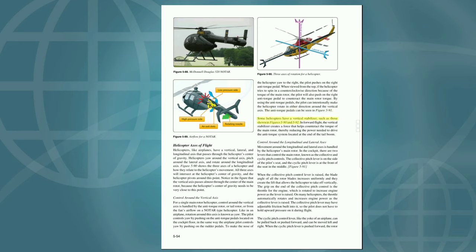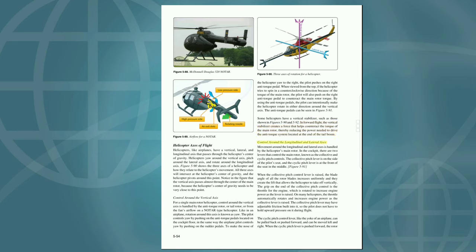Some helicopters have a vertical stabilizer, such as those shown in figures 5-90 and 5-92. In forward flight, the vertical stabilizer creates a force that helps counteract the torque of the main rotor, thereby reducing the power needed to drive the anti-torque system located at the end of the tail boom.